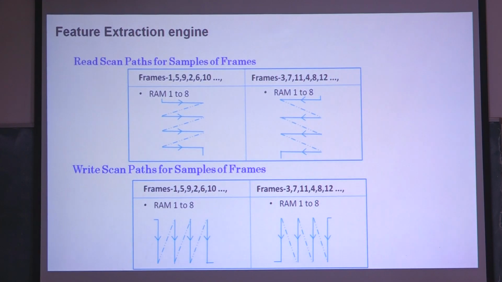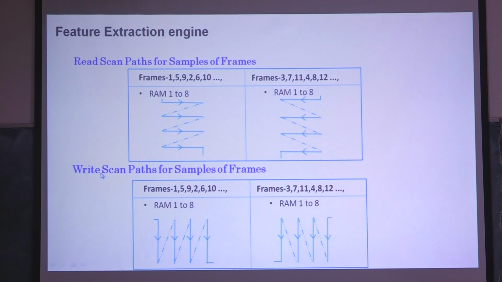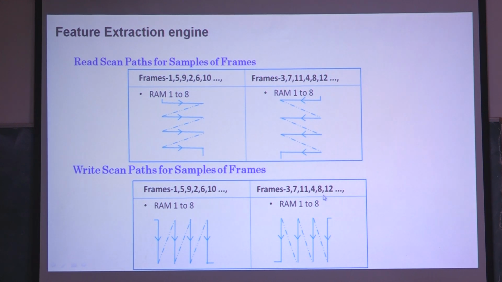So we'll move on to the slide again. The read scan path now for RAM 1 to 8, and RAM 1, 5, 9 to 6, 10: that means the odd of odd and even of odd frames are forward direction. Similarly, the odd of even and even of even are the backward direction. The right scan chain, if you observe, will be the vertical downward direction for the odd of odd and even of odd, and vertical downward direction for the even of odd, even of even and odd of even from the right hand side column.